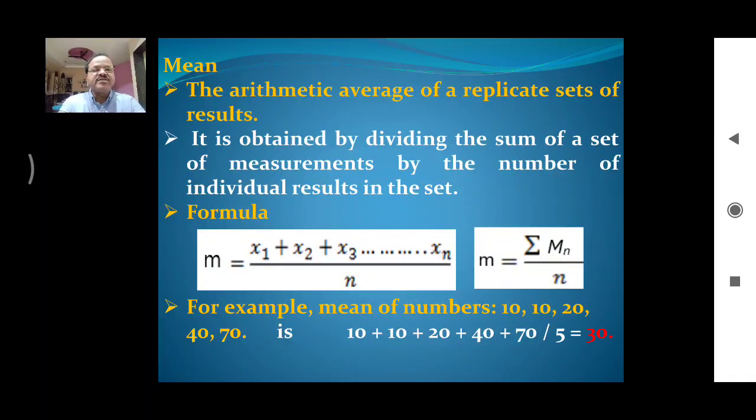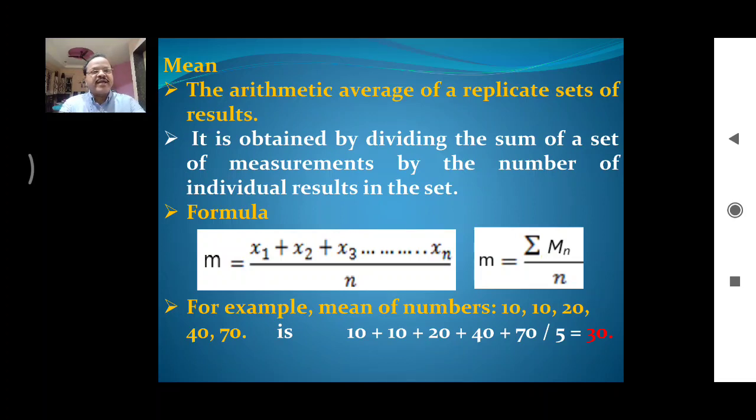The next point is mean. Now what is this mean? The arithmetic average of replicate sets of results. Suppose we have carried out analysis of a particular sample, and in that we have obtained 10.1, 10.2, 10.3 as a set of results.